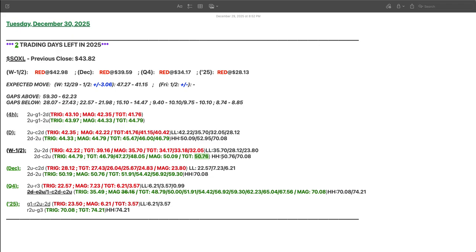But $7, $8, or $6, $7, SOXL can definitely do that in 2 days. Is this the week to do it? Holiday shortened week, FOMC, who knows? It's out there. We've got our triggers and targets out there.